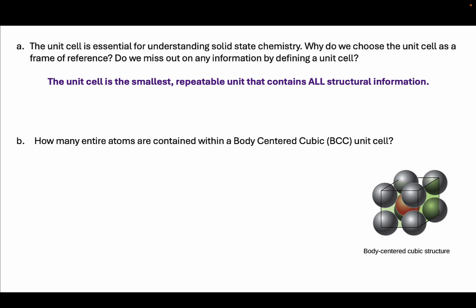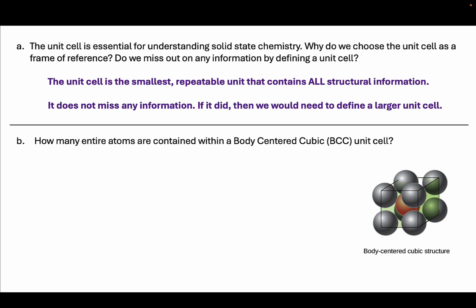The unit cell is the smallest possible unit that contains all of the structural information. And as such, we don't miss out on any information. If there's some other structural element that we didn't capture in what we're considering the unit cell, well, we actually just don't have the unit cell yet. We need to define a larger unit cell that's going to capture that information. And as such, the unit cell will contain a different number of atoms depending on the complexity of the structure.